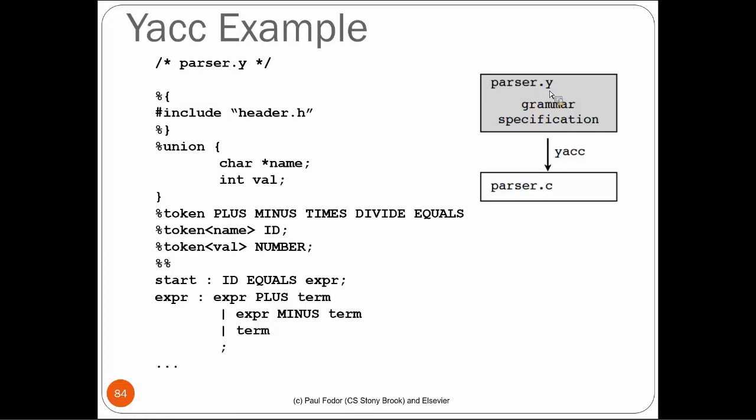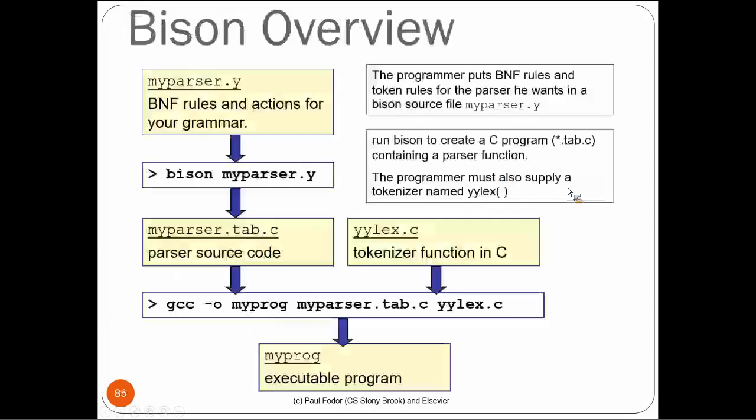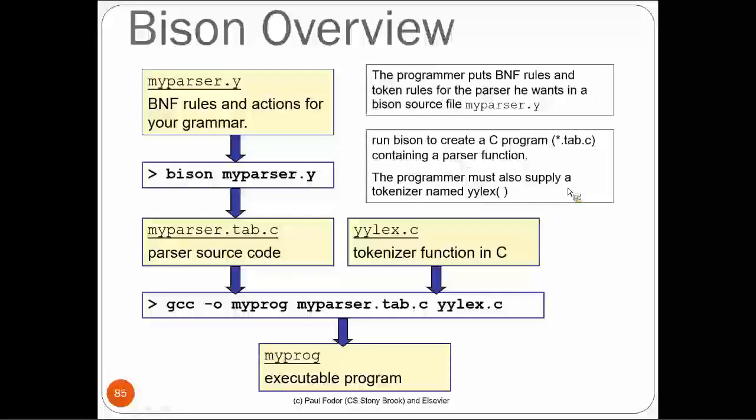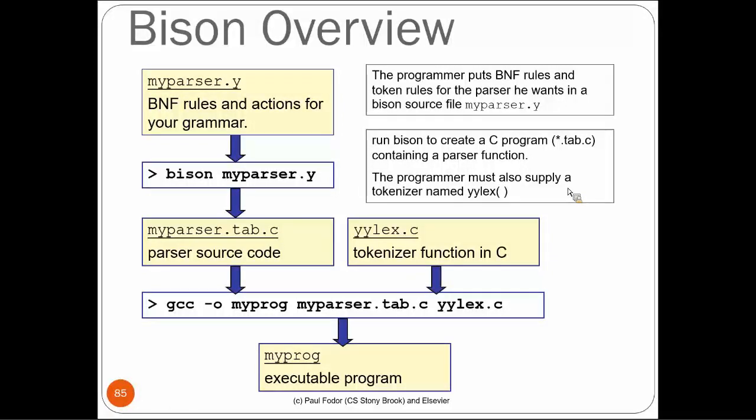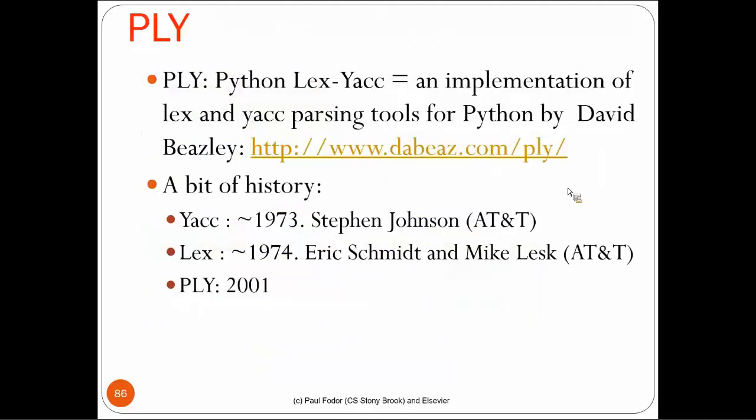Again, this will be the input to the Yacc tool, and we actually generate C code that parses. Similarly, for Bison, we write the BNF rules and the tokens, and it will generate C code to actually parse our input. But in this class, we are using Python.